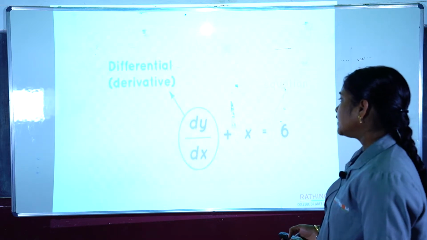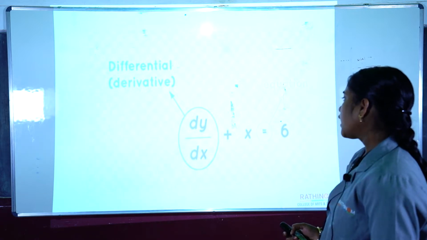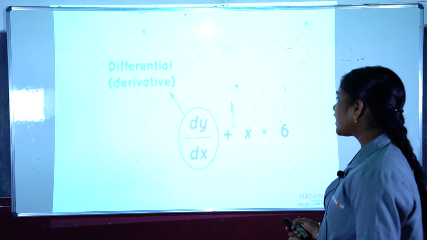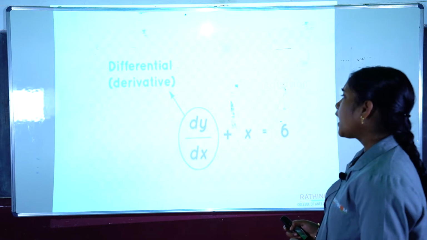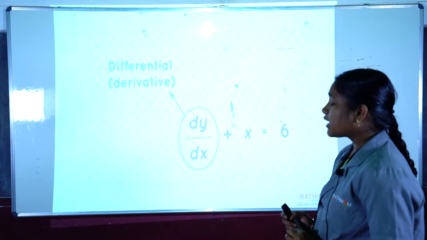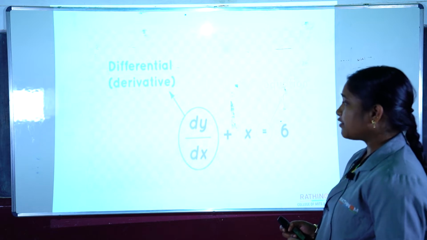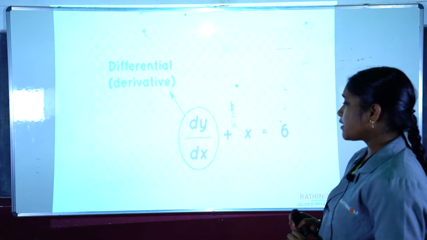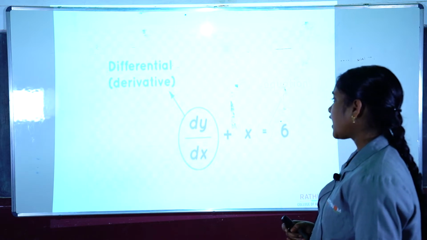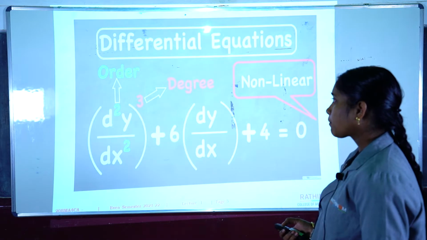So here we have an equation like dy by dx plus x is equal to 6. Here we have a derivative dy by dx. Whenever an equation exists with some derivatives, it is called a differential equation. Here the derivatives represent the rates of change and the function y represents the physical quantity.